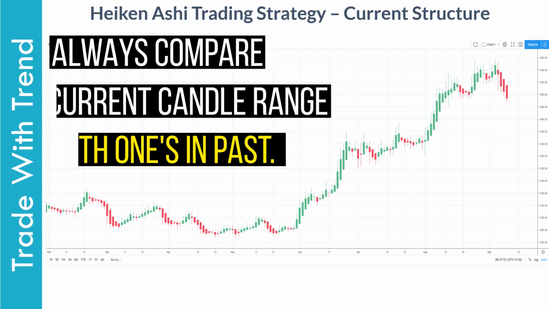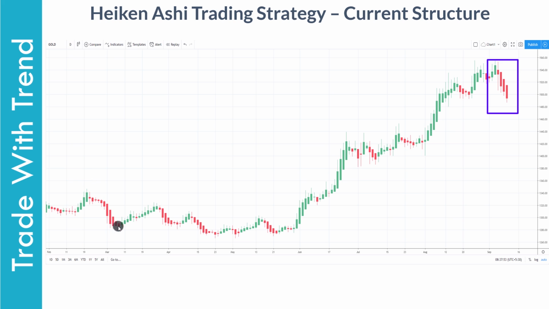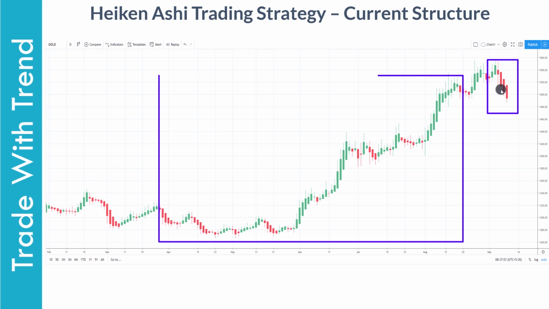Let me now explain the current structure of gold with respect to Icon-SE candlesticks. So as of this recording, it is 10th September and I can spot 3 wide range initiation candles on the downside. Now same I have marked in this region. If you look at the last 4-month data, current candles are actually the widest bearish candles visible in gold.